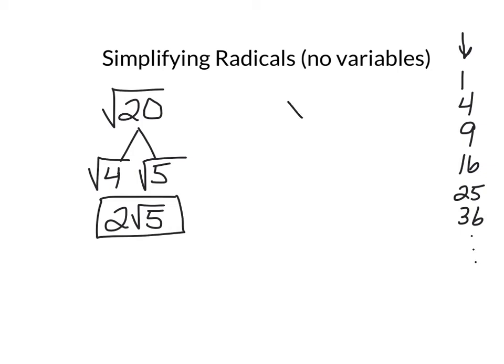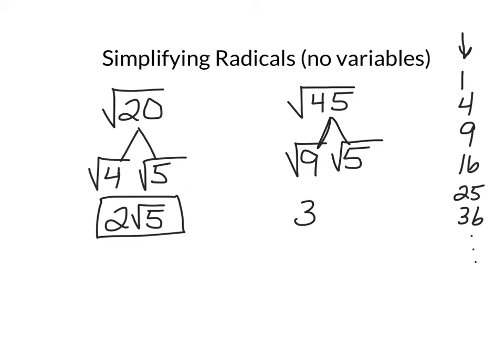Let's do that one more time. This time I'm going to do 45. What perfect square can divide into 45? Well, hopefully you saw the 9. And so 9 times 5, square root of 9, square root of 5. What is the square root of 9? 3. Again, we don't have a square root of 5 that is a whole number, so we are done.